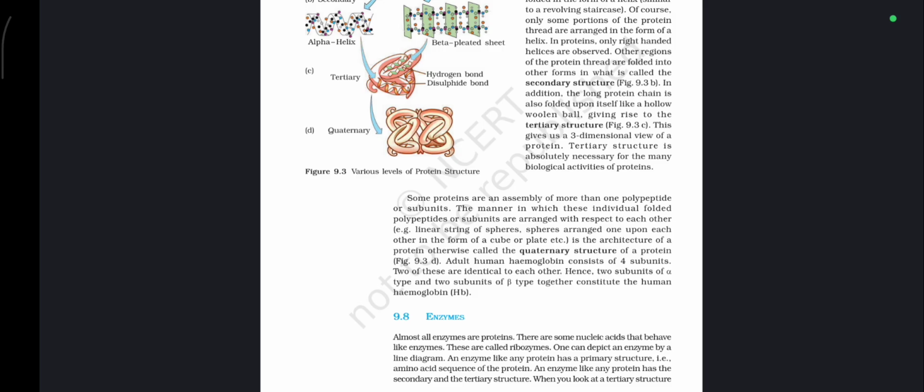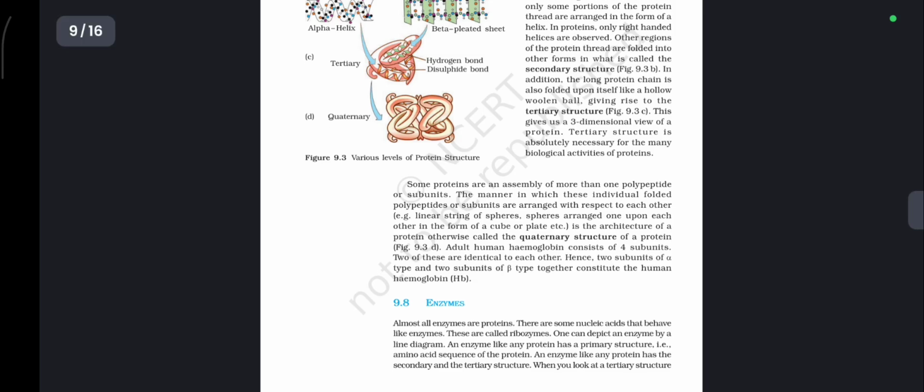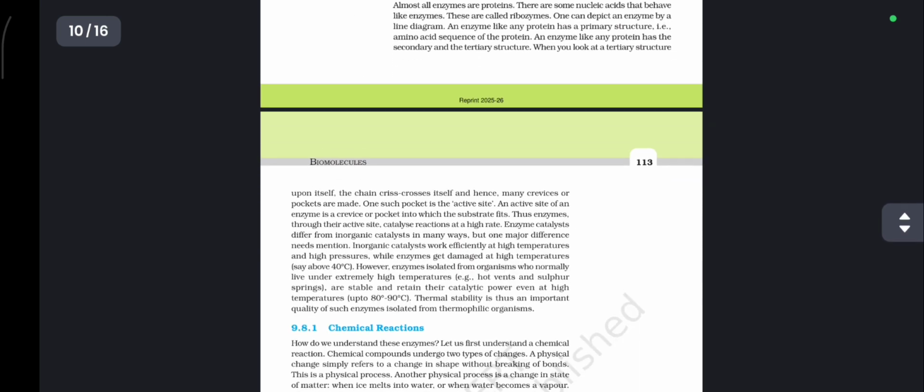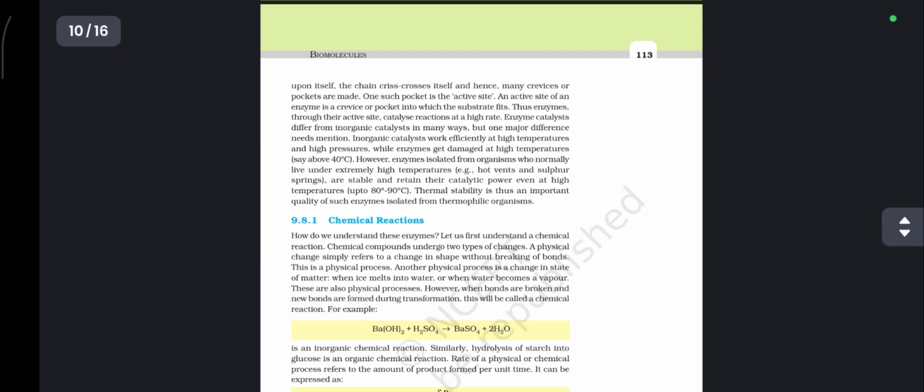When you look at a tertiary structure, the chain folds upon itself, crisscrosses itself, and hence many crevices or pockets are made. One such pocket is the active site. An active site of an enzyme is a crevice or pocket into which the substrate fits. Thus, enzymes through the active site catalyze reactions at a high rate.